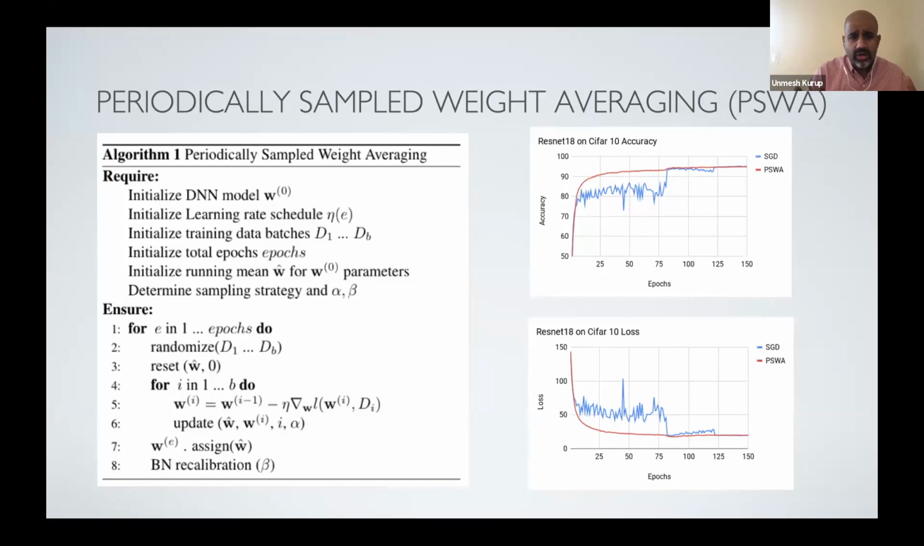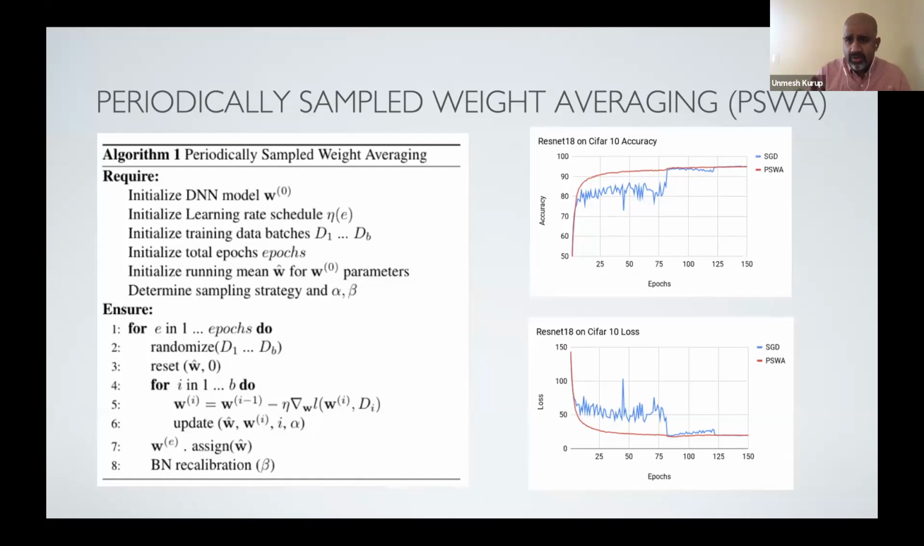Now, to make this work, if you're using batch normalization, there is a problem, because the means and variances that have been calculated are off when you reassign the weights. So we have a recalibration step that happens in step 8.